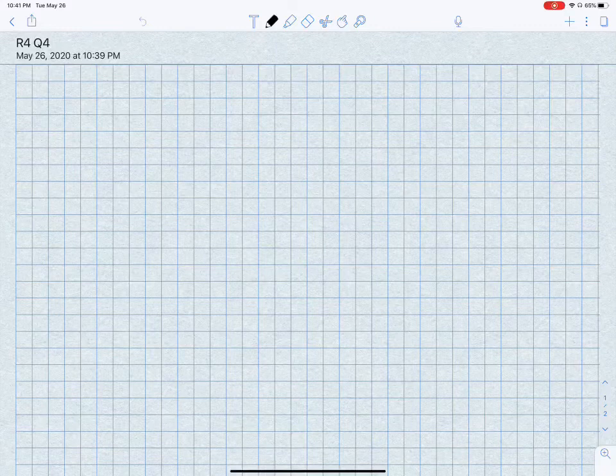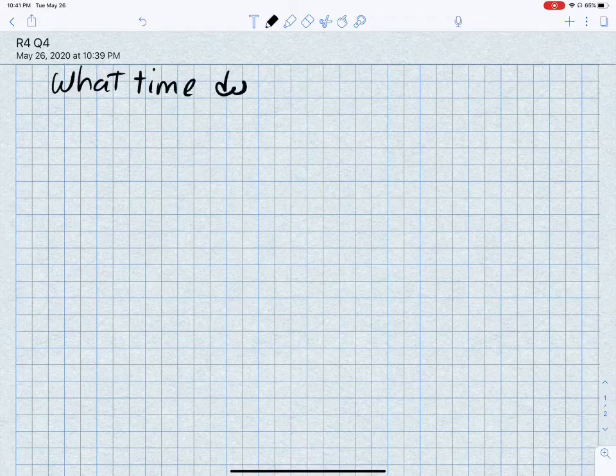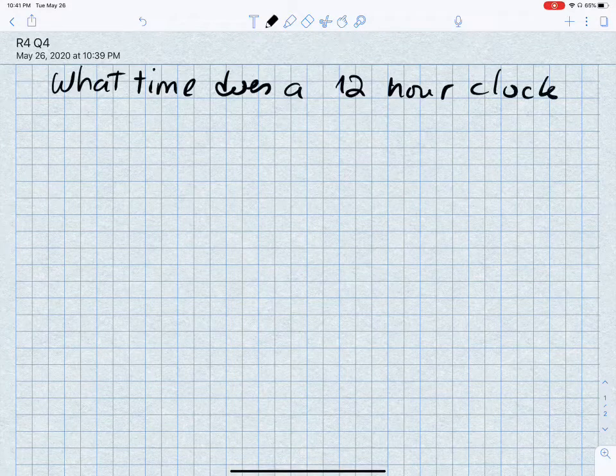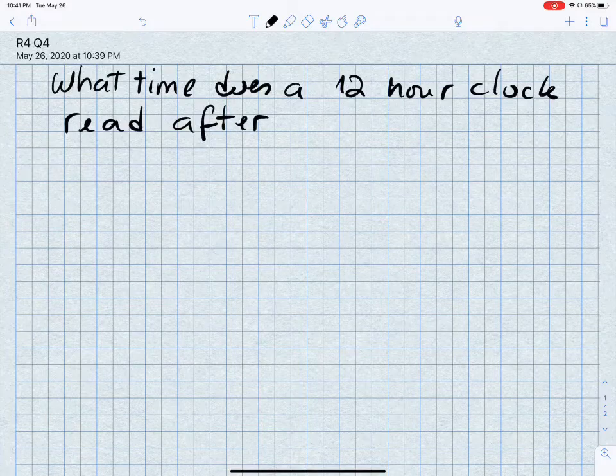All right, so let's work on question number 4 of recitation 4. For this question, we are asked, where would a clock be after so many hours? So the question is, what time does a 12-hour clock read after so many hours?